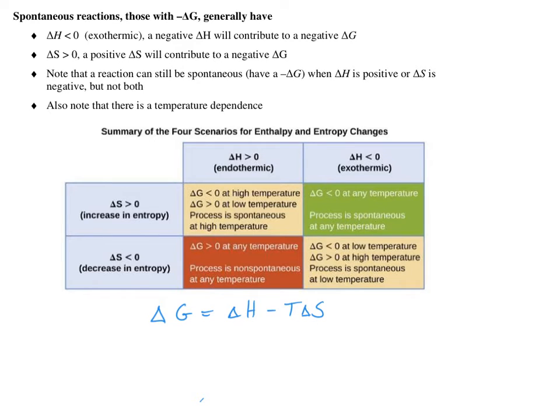Here's the complication. A reaction can still be spontaneous, i.e. have a negative delta G, when delta H is positive, or if delta S is negative. So if delta H is positive, as long as this value T delta S is large enough to overcome that and make delta G negative, we can have a spontaneous reaction. There is a temperature dependence on the overall spontaneity. These points are summarized in this figure from your textbook. However, I think it's much easier to use the following.